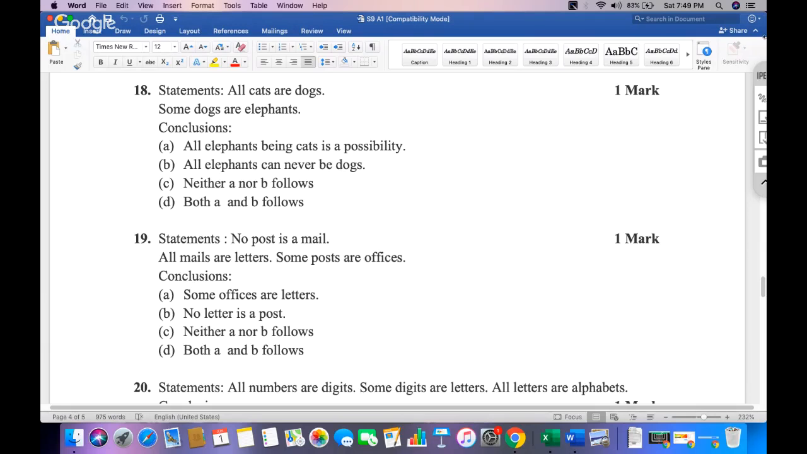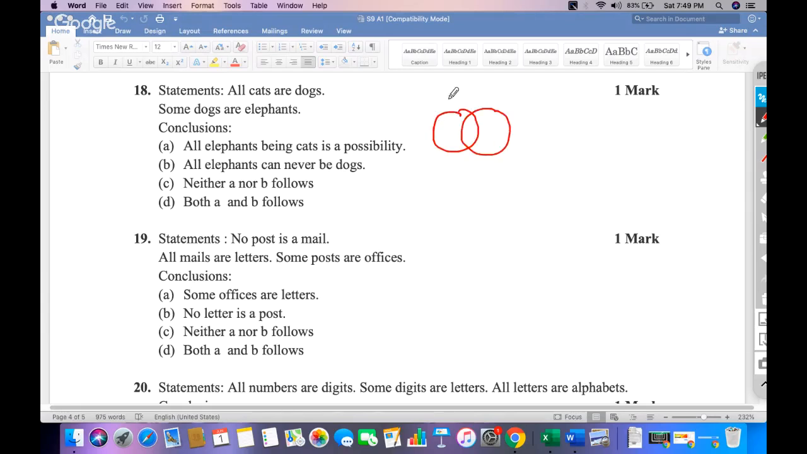18, let me make all cases. All cats are dogs. So cats, dogs, and all cats are dogs means, and some dogs are elephants. So elephant can be here. Elephant can be here.